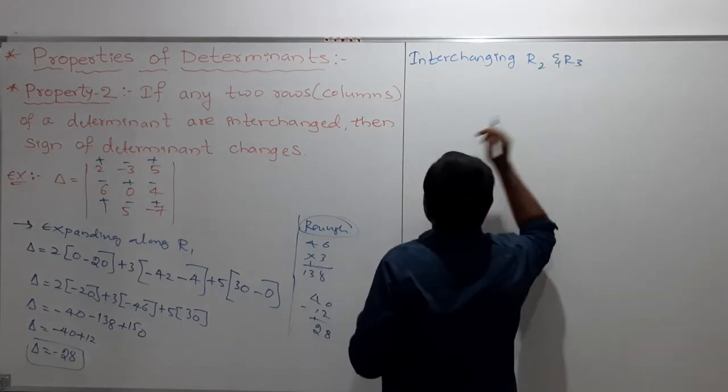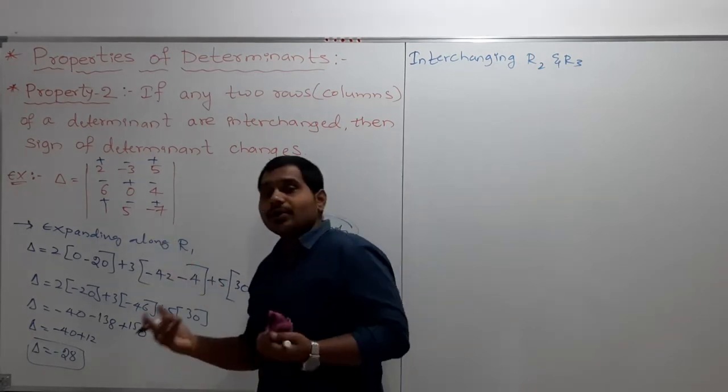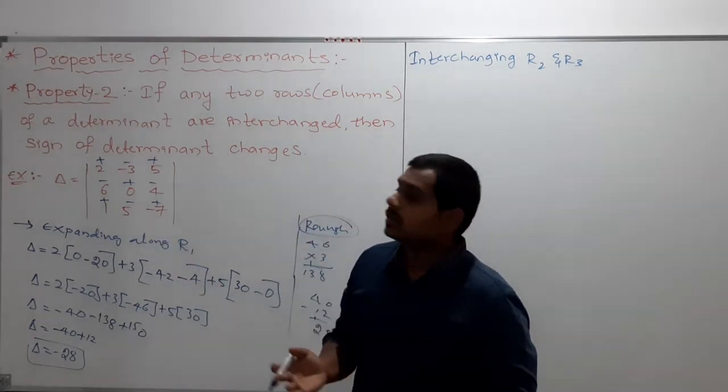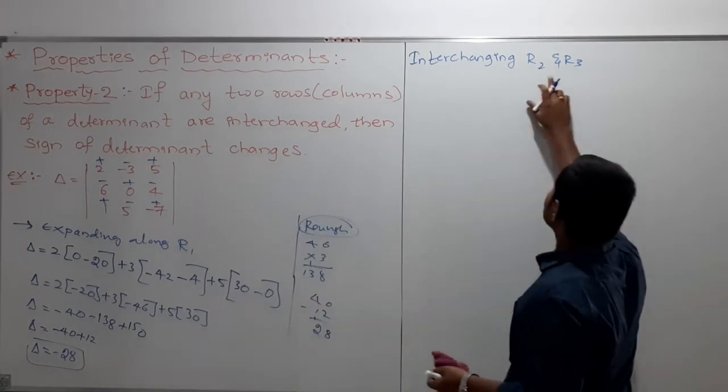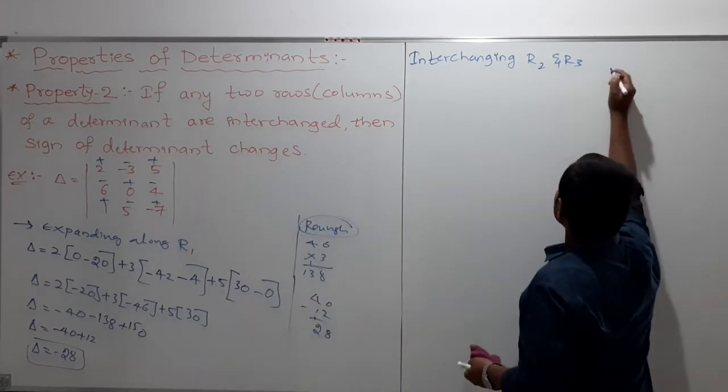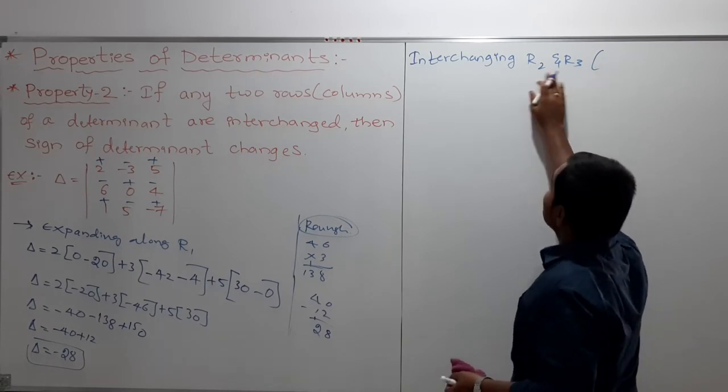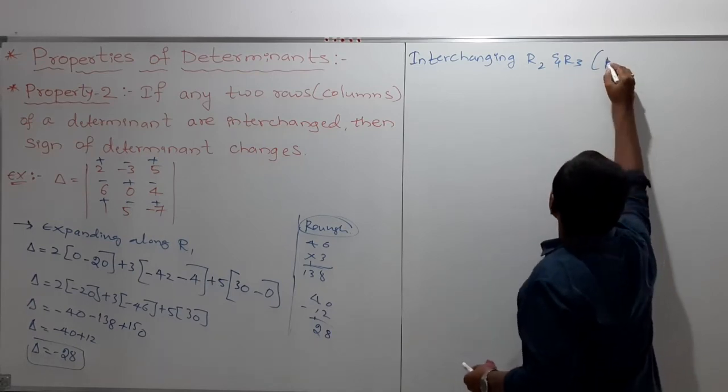See here, you can interchange any two rows or you can change any two columns. That depends on you, but to verify this I am interchanging row 2 and row 3. Interchanging row 2 and row 3. Please remember, in symbolic form we will write it like this.